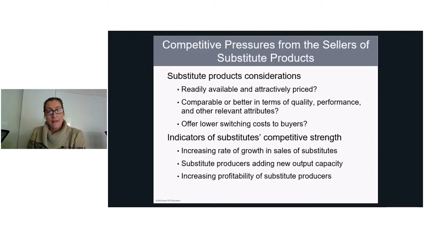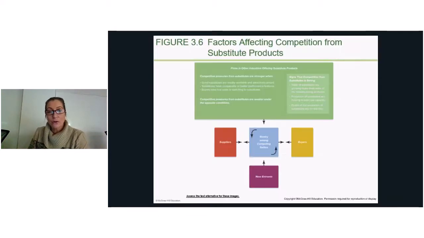Okay, so then indicators of substitute competitive strengths. Is there an increasing rate of growth in the sale of substitutes? Are substitute producers adding new output capacity? Is there increasing profitability for the substitute producers? And so these are examples of factors or indicators that we will use to identify whether the substitutes have a high competitive strength or not.